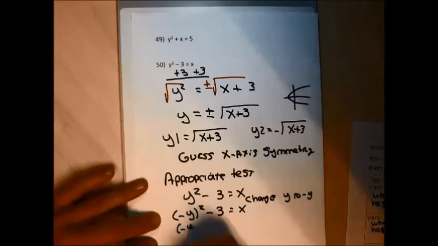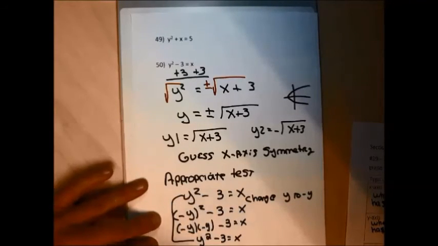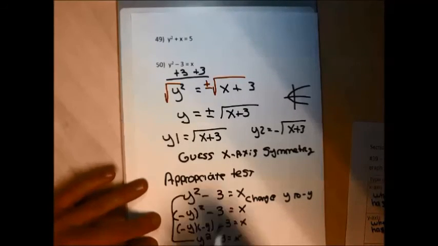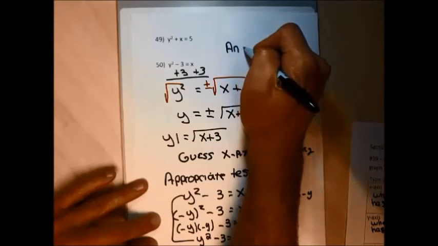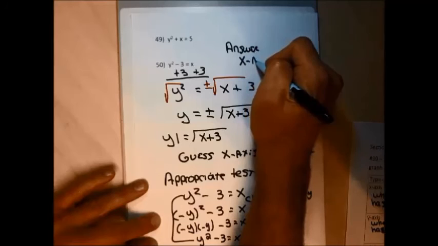Negative y squared can be rewritten as negative y times negative y. And negative y times negative y comes out to positive y squared, because that reduced to exactly the original problem. The appropriate test confirmed my guess, and the answer to problem 50 is the graph has x-axis symmetry.